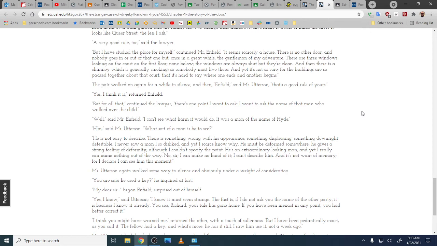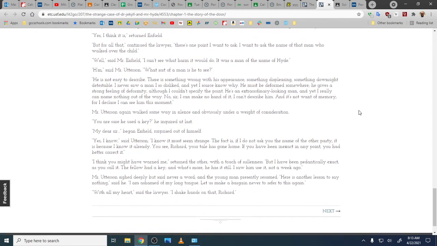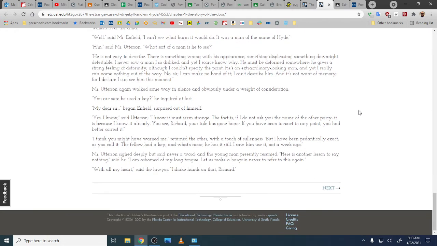"You are sure he used a key?" he inquired at last. "My dear sir," began Enfield, surprised out of himself. "Yes, I know," said Utterson. "I know it must seem strange. The fact is, if I do not ask you the name of the other party, it is because I know it already. You see, Richard, your tale has gone home."